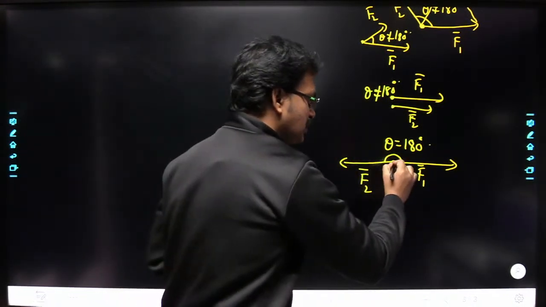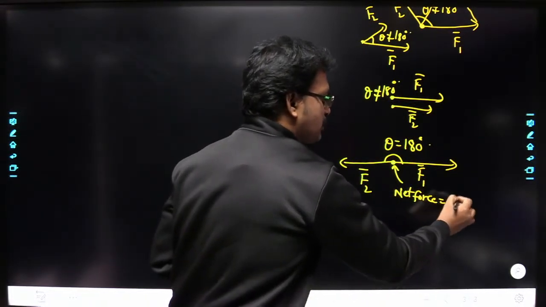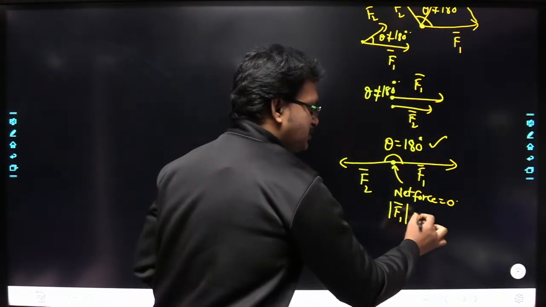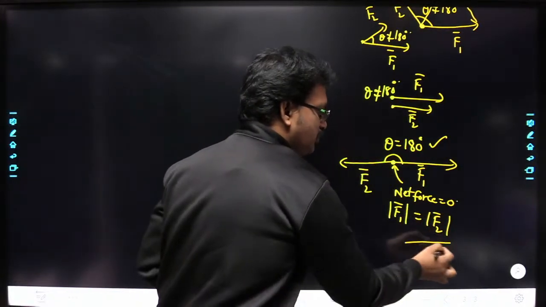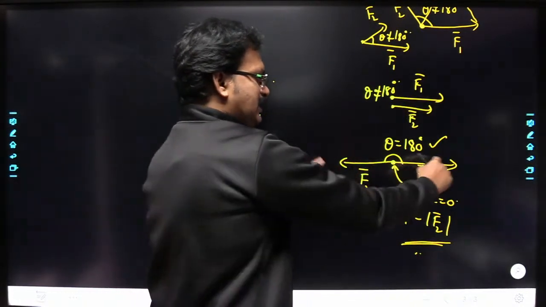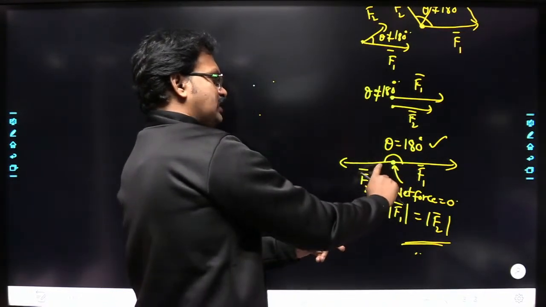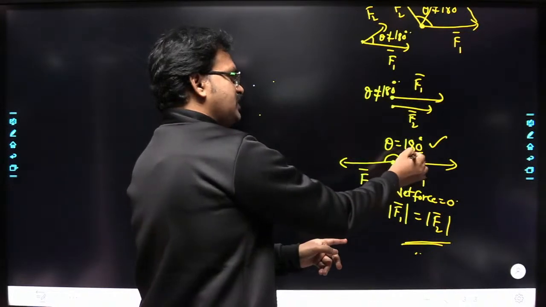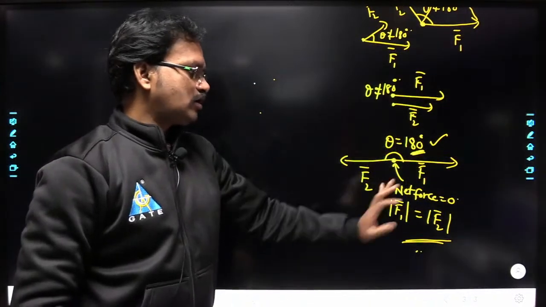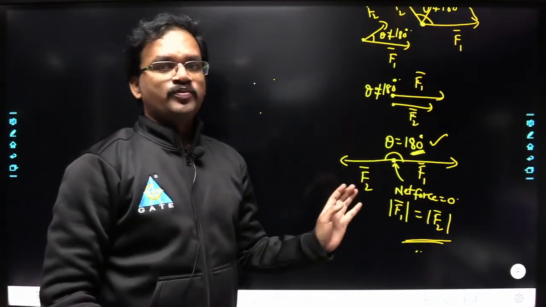Now what is the condition for the net force to become equal to 0 here? One is theta must be 180 degrees, and what is the next condition? That is the magnitude of F1 must be equal to what? Magnitude of F2. Yes or no? So if both the forces are acting exactly opposite to one another, if their magnitudes are the same, and the angle between them is 180 degrees, then the net force at this location will become equal to 0. So this is the condition for the net force to become equal to 0.